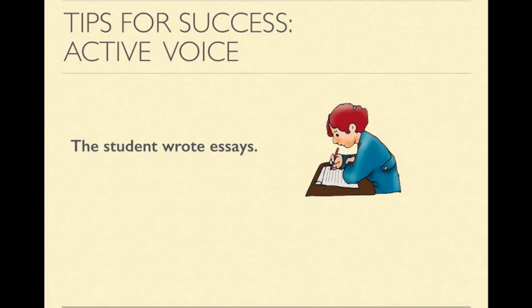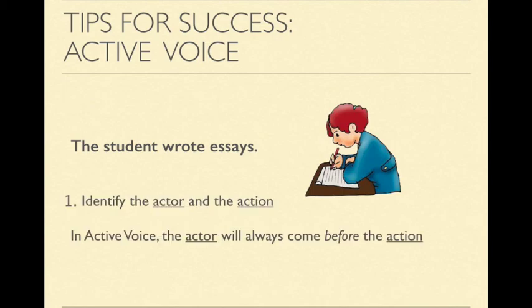The student wrote essays. This sentence is written in active voice. How can I tell? First, identify the actor and the action. In this case, the actor is the student. The action is wrote. In active voice, the actor will always come before the action. So the student comes first, and then the action wrote is second. So this is an active voice.